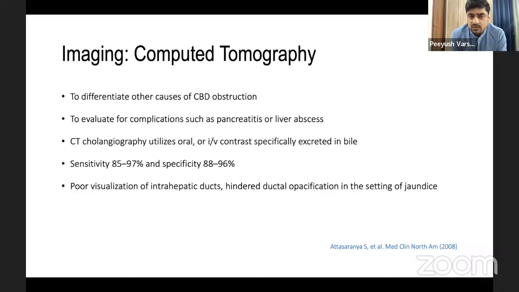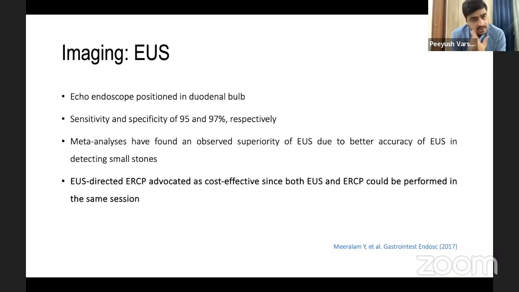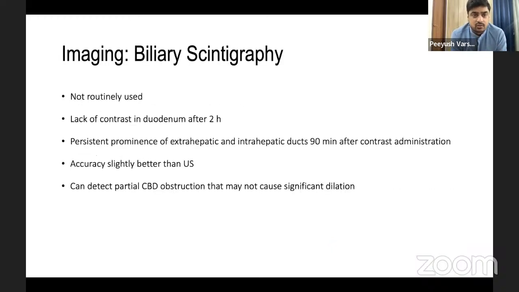Earlier, CT cholangiography was done, but now it has faded out because of the introduction of MRCP as well as endoscopic ultrasound. Nowadays MRCP is readily available and should be done in each and every patient of CBD stone because it has high sensitivity as well as specificity. It has a chance of missing small stones less than 5 mm, and peripancreatic edema can reduce the accuracy. Endoscopic ultrasound is not readily available at every center, but it has high sensitivity and specificity when compared to MRCP on head-to-head comparison. People have advocated that EUS-directed ERCP seems to be cost-effective when done in the same session for CBD stone.